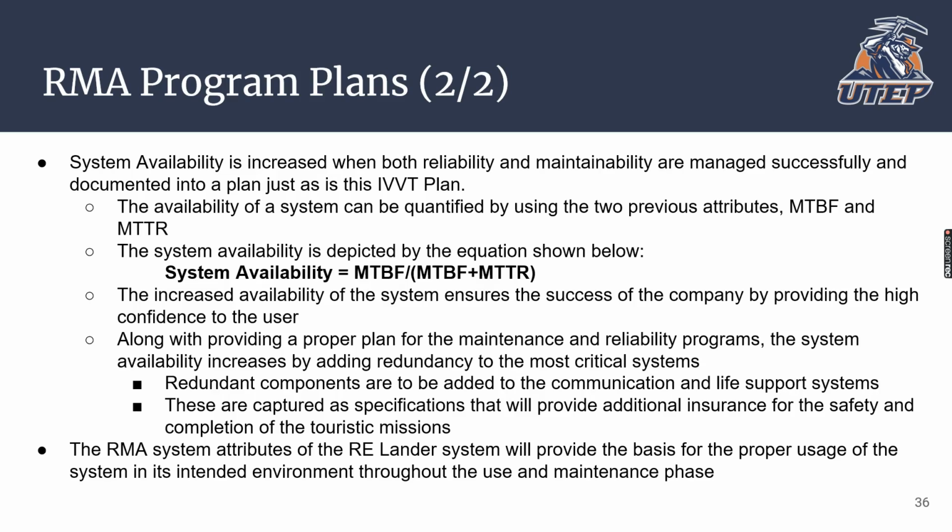Along with providing a proper plan, the system availability increases by adding redundancy to the most critical systems. Some of these systems may be the communication and life support systems. These are captured as specifications that will provide additional insurance for the safety and completion of the touristic mission. These RMA system attributes of the relander system provide the basis for the proper usage of the system in its intended environment throughout the use and maintenance phase.